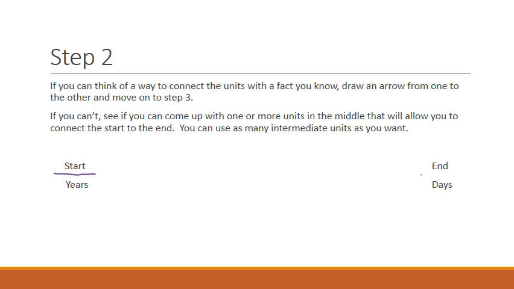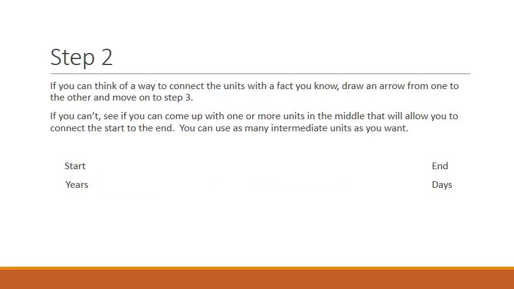Step 2, if you can think of a way to connect the units with a fact that you know, draw an arrow from one to the other and move on to step 3. What I mean by this is, if you can think of some way to say a certain number of years equals a certain number of days, or vice versa, all the way from start to end, then it's going to be a pretty easy one-step problem. So you may already know that 365 days, give or take, is equal to a year. Because you know that fact, you could draw an arrow from the beginning to the end.